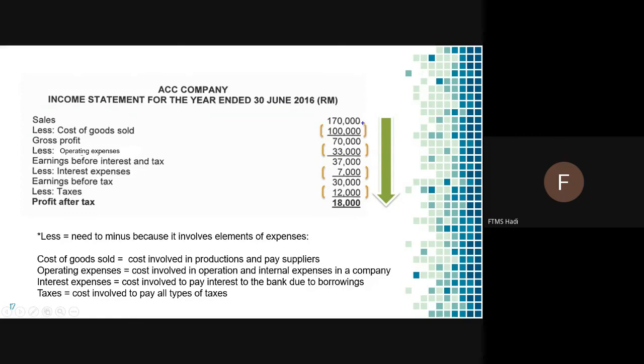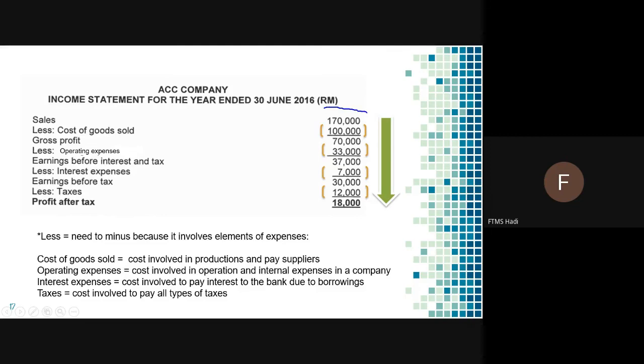I'll give you a numerical analogy first. Let's say the company recorded sales of 170,000 because they are selling the product and the customer paid, and the total for the sales as at 30 June 2016 is 170,000. You cannot treat 170,000 as a profit yet because you need to minus all related costs. Minus cost of goods sold, which is 100,000. 170 minus 100,000 becomes 70,000. Minus operating expenses, which is another expense to deduct. 70,000 minus 33,000 becomes 37,000. Then minus 7,000 of interest becomes 30,000. Minus taxes of 12,000, which is 18,000. That is the profit after tax. That is the net profit, the clean profit that the company will get.